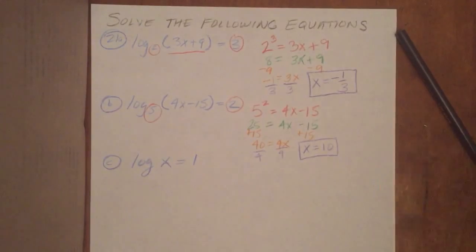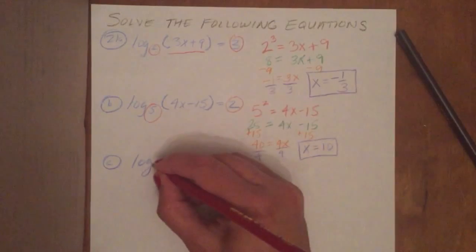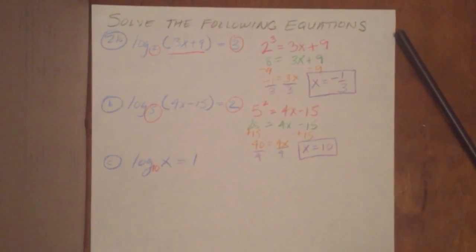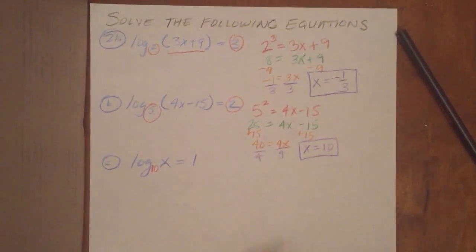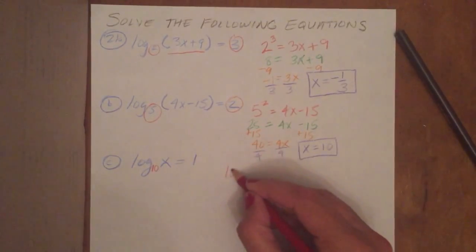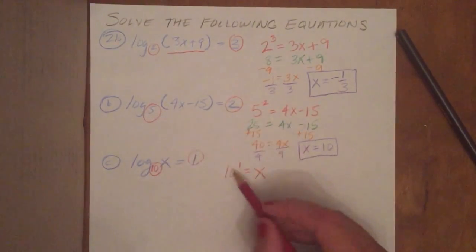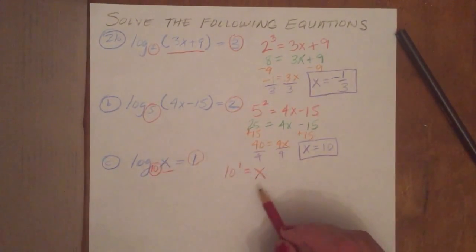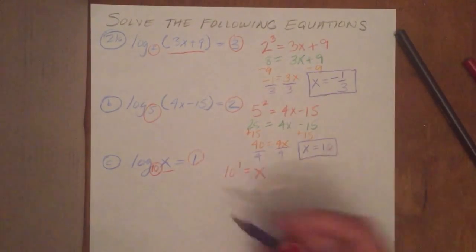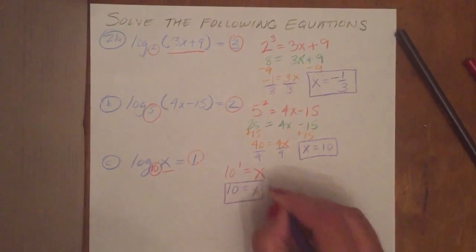So let's look at the last one. I don't have a base here. So what does that mean? Well, when there's no base there, you assume the base is 10. Whenever there's not a base written for a logarithm, for common logarithms, the base is 10. Remember, for natural logarithms, the base is e. So this is basically 10 to the first equals my argument, which is x. Well, this one's pretty simple. What's 10 to the first power? 10. And 10 equals x, so the answer is 10.